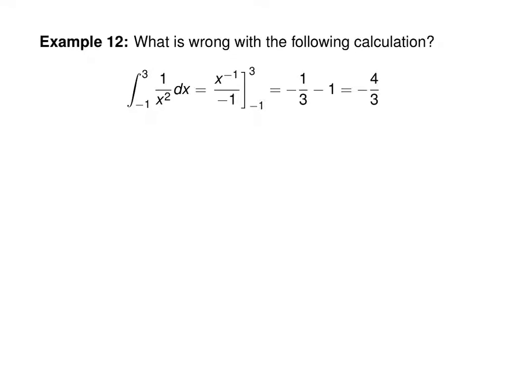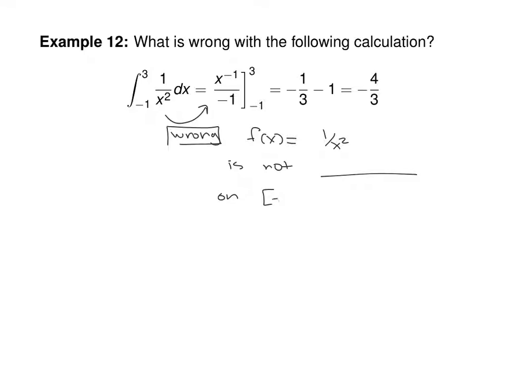What's wrong with this calculation? And the error isn't obvious. So the person, whoever did this calculation, they found the antiderivative correctly, and they did the arithmetic correctly, right? At least you buy that, right? There's a problem with the original step from here to here, that this step is wrong. And the reason it's wrong is that the function f of x equals 1 over x squared is not something on the interval from -1 to 3. Fill in the something. What's wrong with that function? It's not continuous.